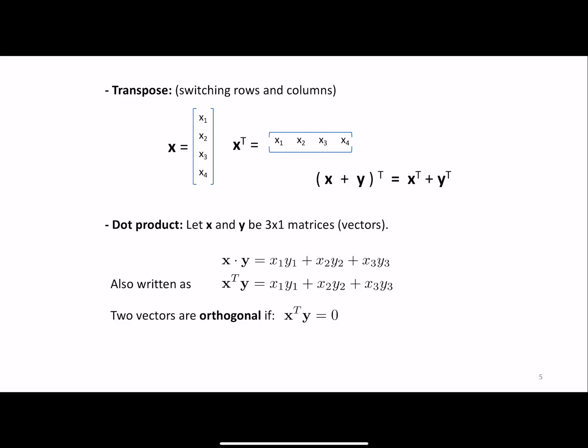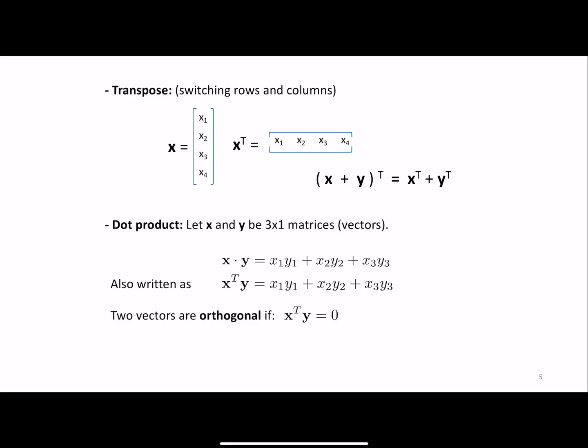You can apply this transpose to a sum of vectors. For example, here we're saying that we can sum vector x and add to it vector y, and we can take the result and transpose it, or we can do the transpose on the individual elements and then sum them. The result will be the same.